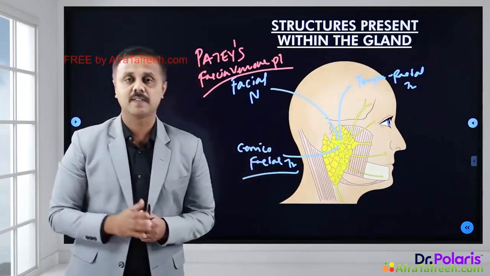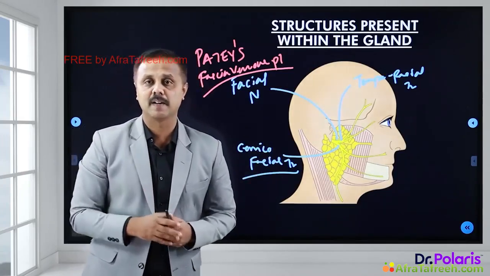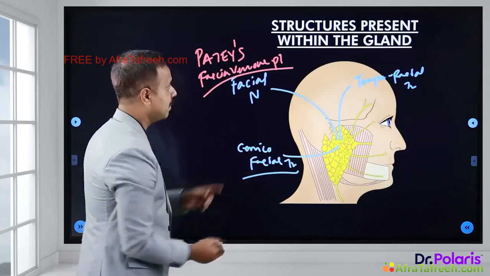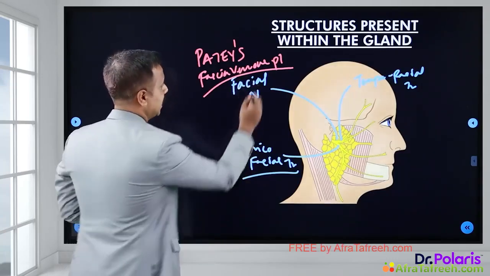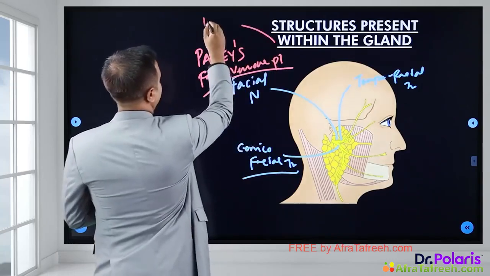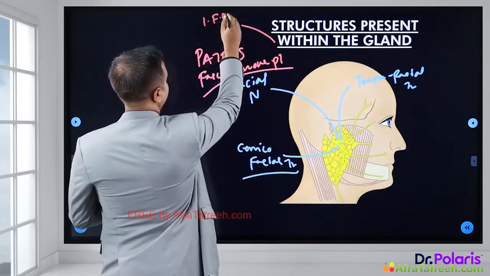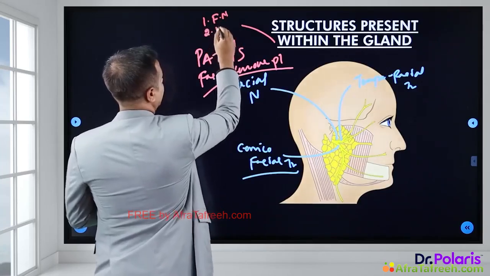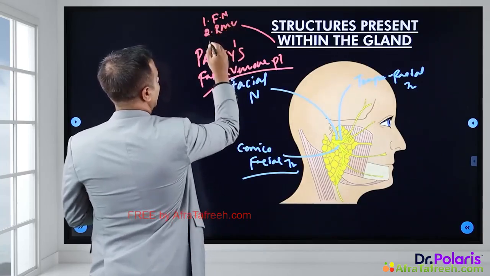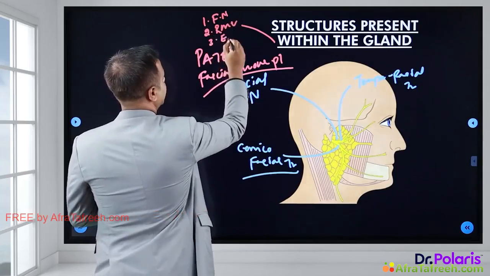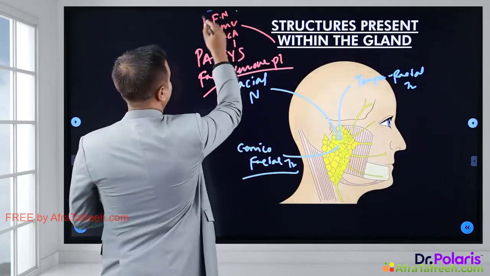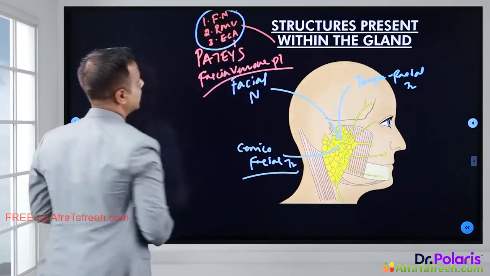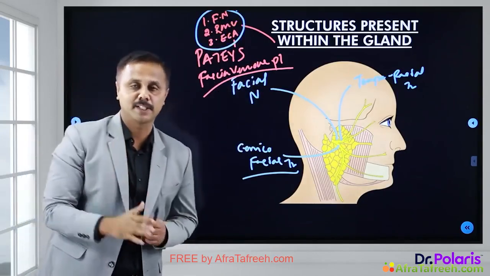Deep to the facial nerve lies retromandibular vein. Okay, so remember, the structures present within the parotid gland are 3 in number. First, we have the facial nerve. Second, we have retromandibular vein. And third, we have the external carotid artery and its terminal branches. So remember, these 3 are the important structures which are present within the parotid.